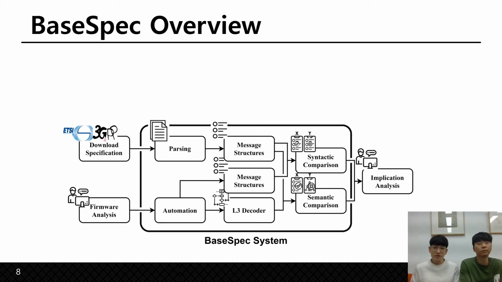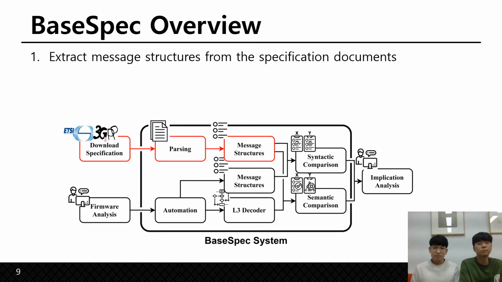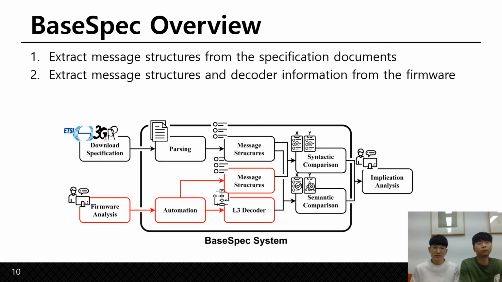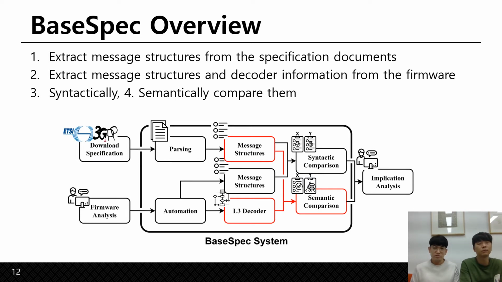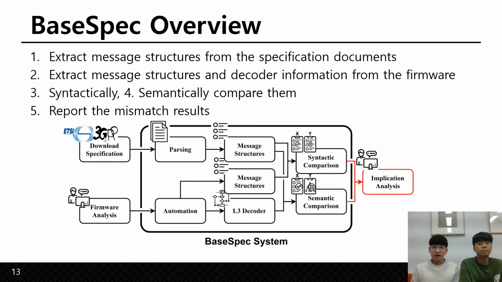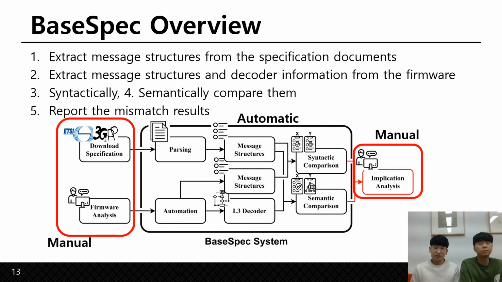This is the BaseSpec Overview. First, BaseSpec extracts message structures by parsing the specification documents. Second, it extracts message structures and decoder information from the firmware. Then it syntactically and semantically compares the extracted information. Finally, BaseSpec reports the mismatch results, and then we analyze their implication. Except the initial analysis and implication analysis, all procedures are automated. Therefore, BaseSpec significantly reduces the analysis efforts.